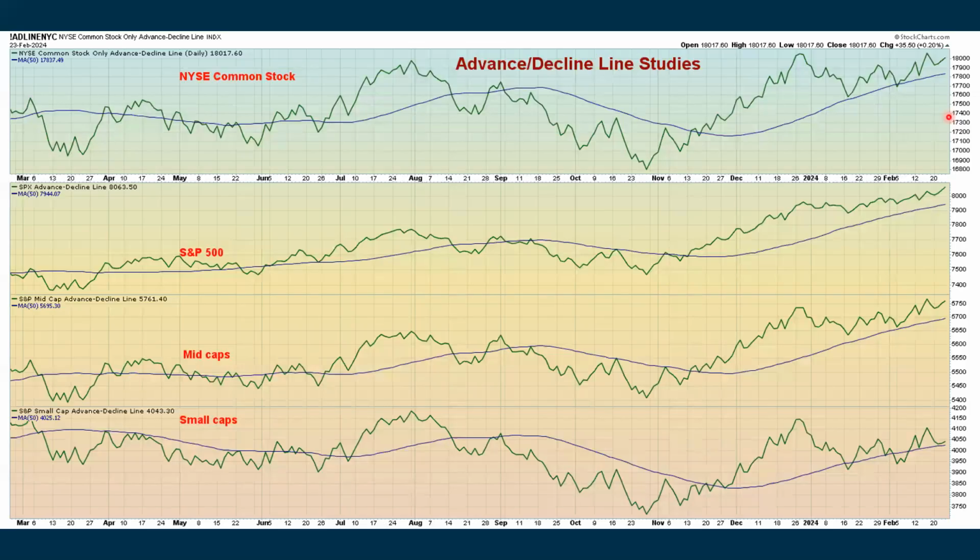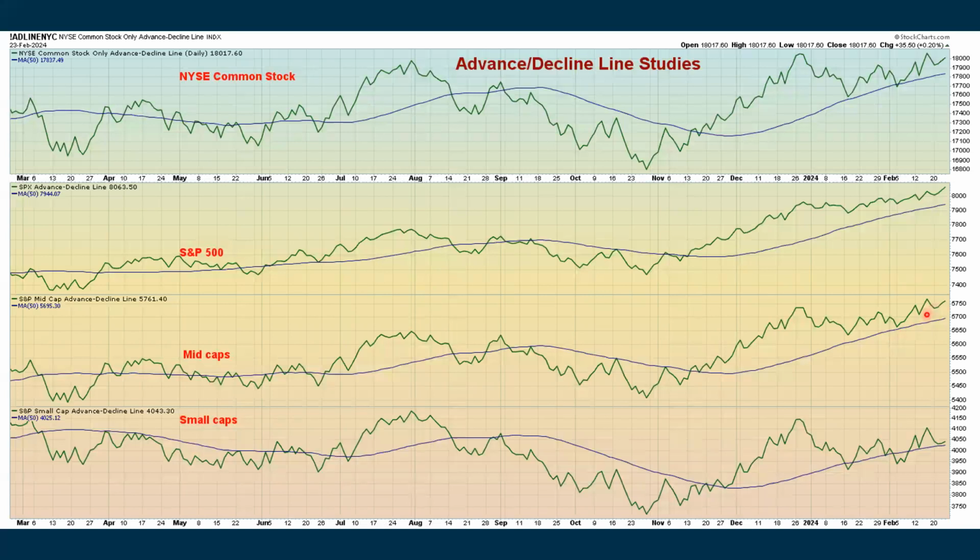Now, I show this in every daily video, but I like to go through it here because it goes across different markets. This is some advanced decline line studies. On top is the NYSE, just the common stock. This is showing some improvement, and we're above the moving average, but we haven't broken out against this previous high or this high a little further back. So it's lagging a little bit. Or if you look at the S&P, it's back and setting a new high here.